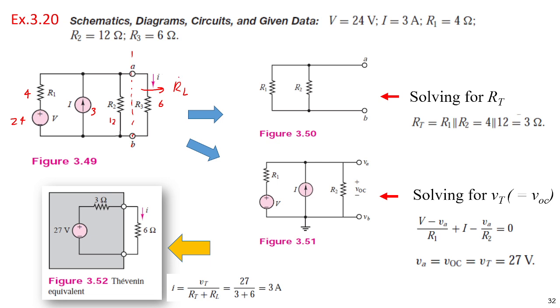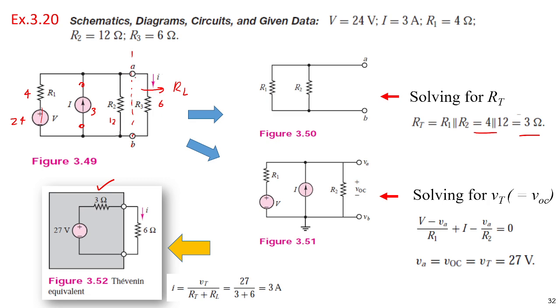And solving for R Thevenin, what is R Thevenin? R Thevenin is found when the current source is open and the voltage source is short. Then we get this circuit. R1 and R2 in parallel: 4 and 12 in parallel we get 3 ohm. So how to get the Thevenin voltage?